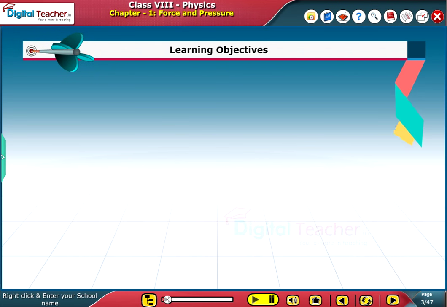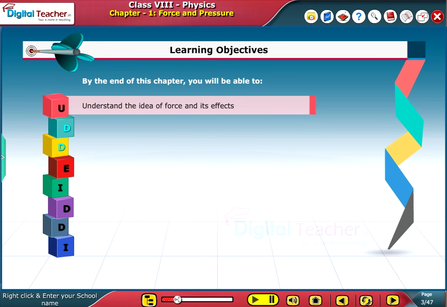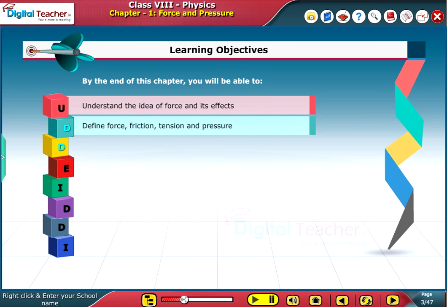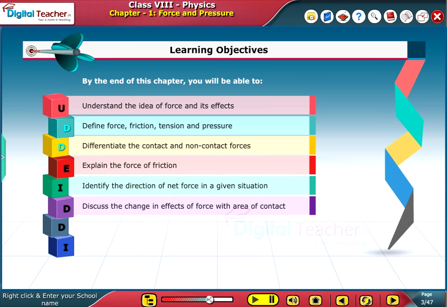Learning objectives. By the end of this chapter, you will be able to understand the idea of force and its effects. Define force, friction, tension, and pressure. Differentiate the contact and non-contact forces. Explain the force of friction. Identify the direction of net force in a given situation. Discuss the change in effects of force with area of contact.